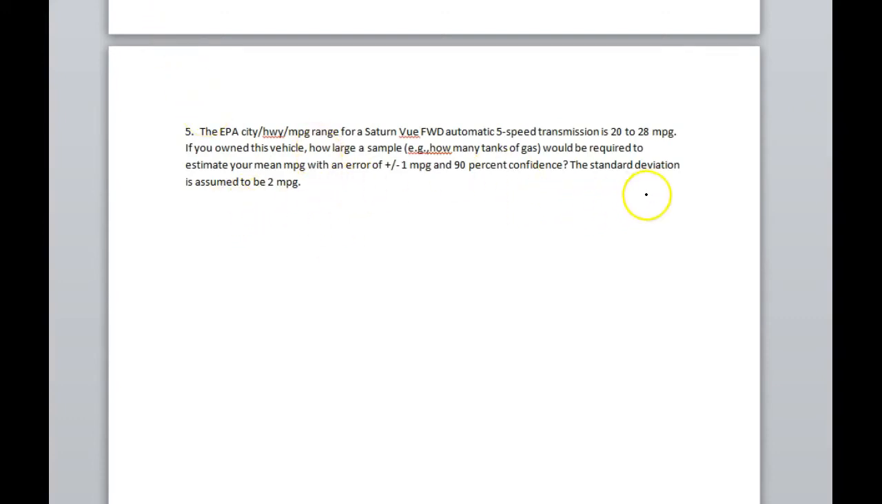Right? Because we assume a standard deviation, that means that we're talking about a sigma. I think if we said it was calculated to be, then we would be talking about an S. But we assume, so we're talking about 2. We're talking about the population standard deviation. So we have a sigma equal to 2. The error is equal to 1, right? So we want plus or minus 1. So error is equal to 1.